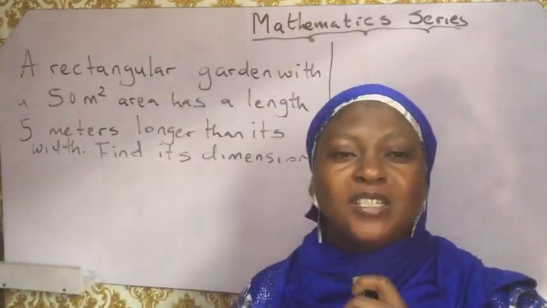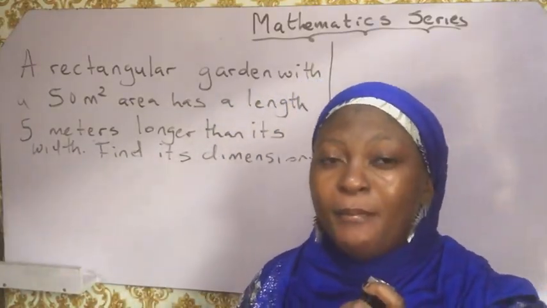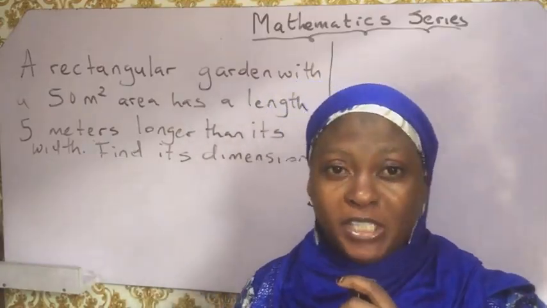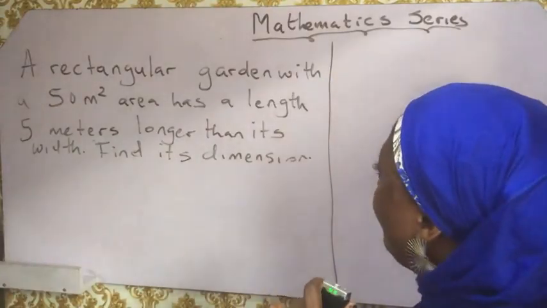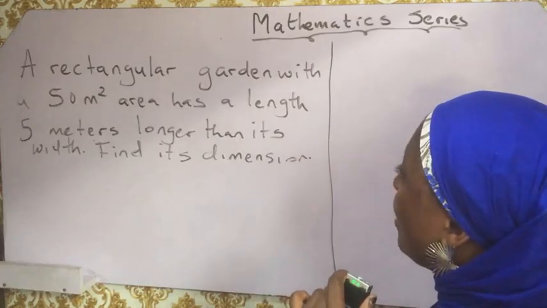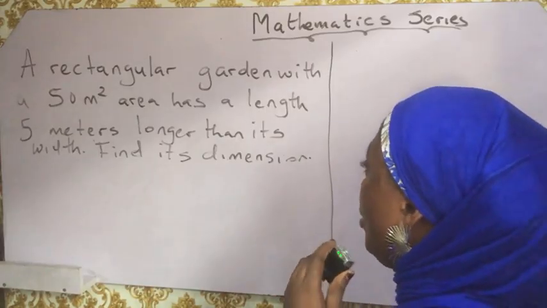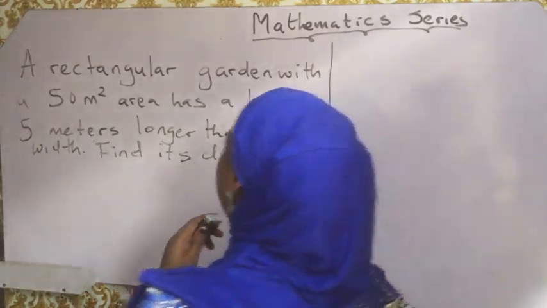In today's class, we are still going to be considering another example on the quadratic formula, but this time in form of an application question. Let's see what we have on the board. A rectangular garden with a 50-meter square area has a length of 5 meters longer than its width. Find its dimension. So let's see what we have.